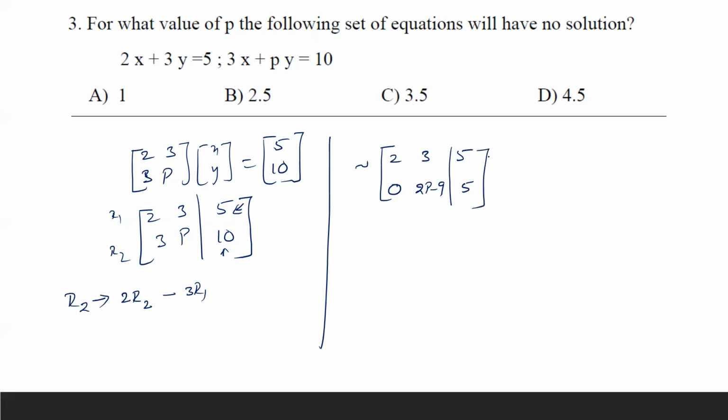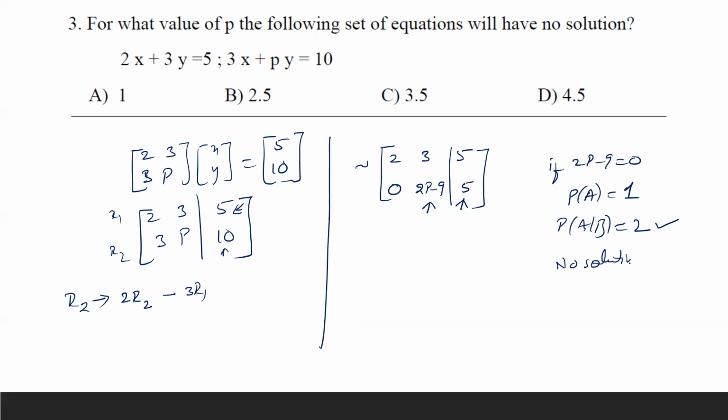Now look at this, this is what you call the augmented matrix. In case this element is not 0 here, we'll get the rank of matrix A as 2. In case 2p minus 9 is equal to 0, we'll get the rank of A as 1, because we'll get a 0 row here. But the rank of the augmented matrix will be directly 2, because you have a non-zero element here. Because of this non-zero element, this row becomes completely non-zero. That's how we'll get the rank of the augmented matrix as 2. And since these two are not equal, we can say there is no solution.